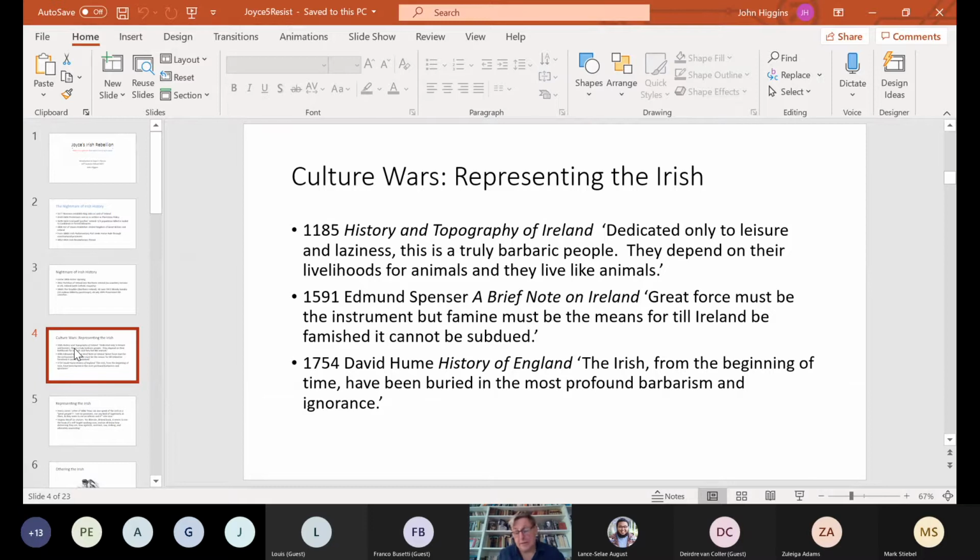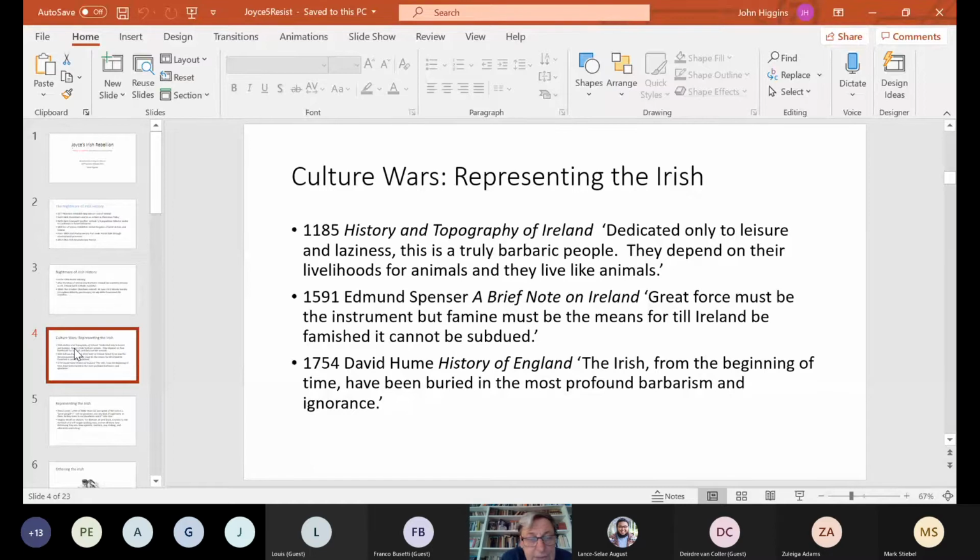This is what that early work has to say about the Irish. Dedicated only to leisure and laziness, this is a truly barbaric people. They depend on their livelihoods for animals, and they live like animals.